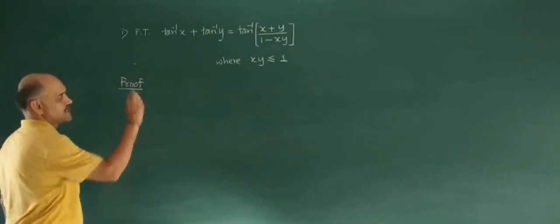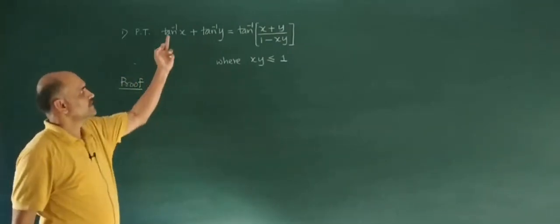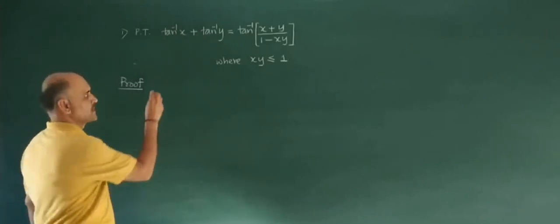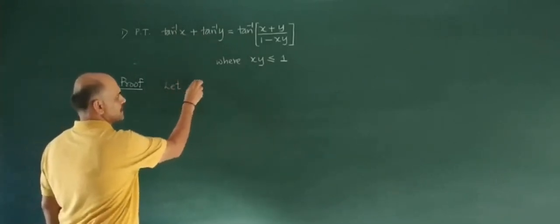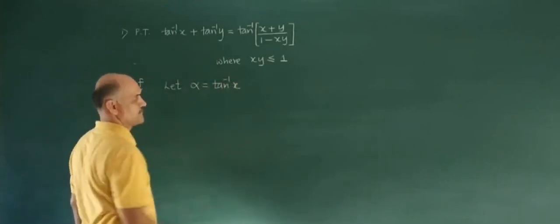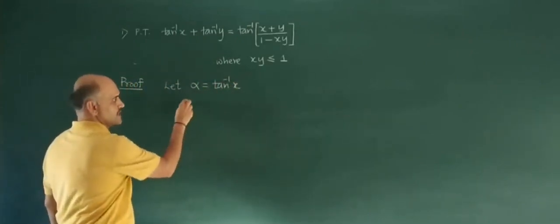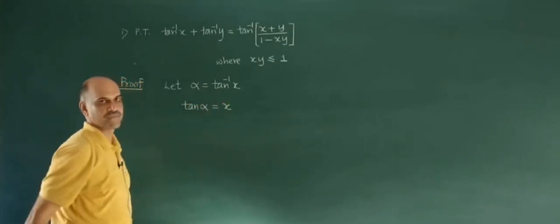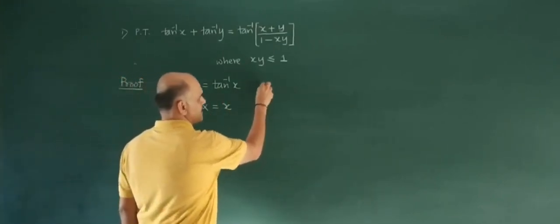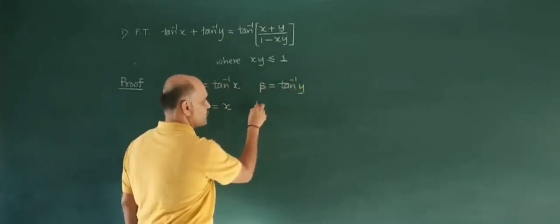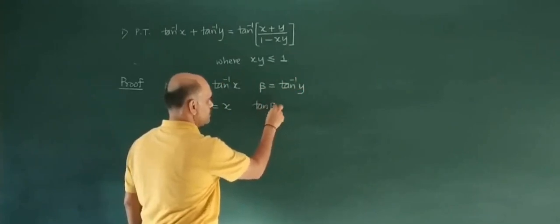same as in the last video, I have taken this as alpha and this one as beta. So let alpha is equal to tan inverse x. If I take this to the LHS, I will have tan alpha is equal to x. Similarly, beta is equal to tan inverse y. Therefore, tan beta is equal to y.